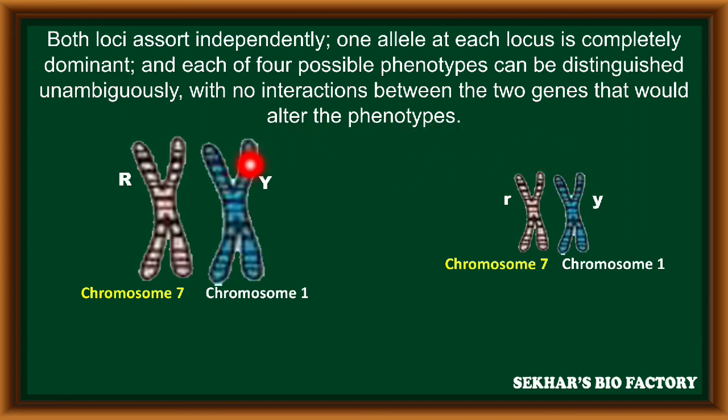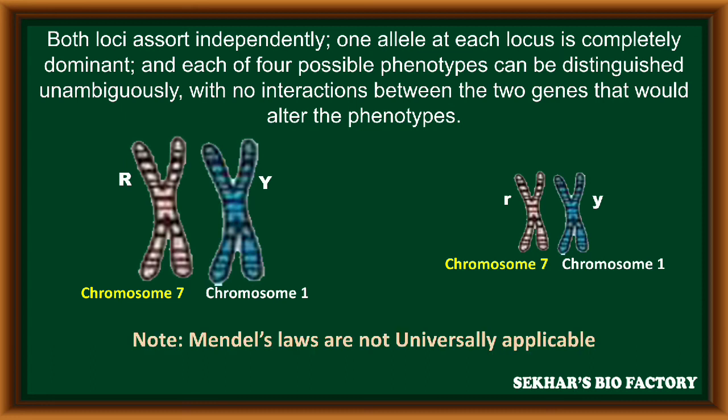The gene alleles are located on two different chromosomes. Because of this reason only, the law of independent assortment is possible. That's why, by conducting a cross between round yellow and wrinkled green, in the F2 generation along with parental combinations, new combinations are also expressed because the genes are located on different chromosomes. One important note: Mendel's laws of inheritance are not universally applicable.